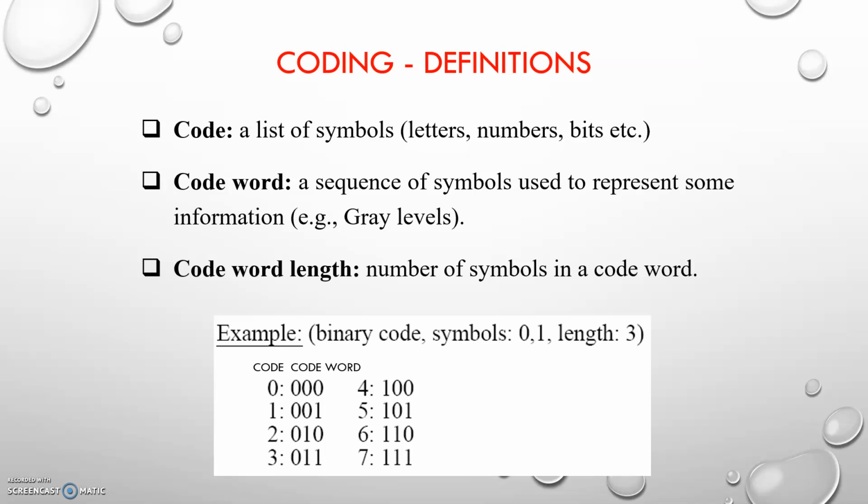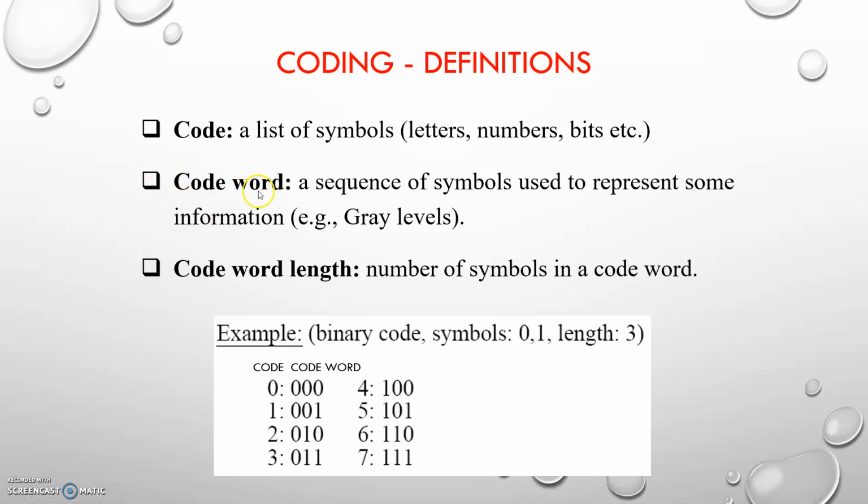Before that, there are certain coding definitions we need to know because they'll be used in all the three redundancies. So what are the three coding definitions we need to know? First is code. Code is nothing but the list of symbols we have. For example, here I have represented 0, 1, 2, 3, 4, 5, 6, 7. I have represented them in 3-bit numbers, the 3-bit binary. So here these are the codes.